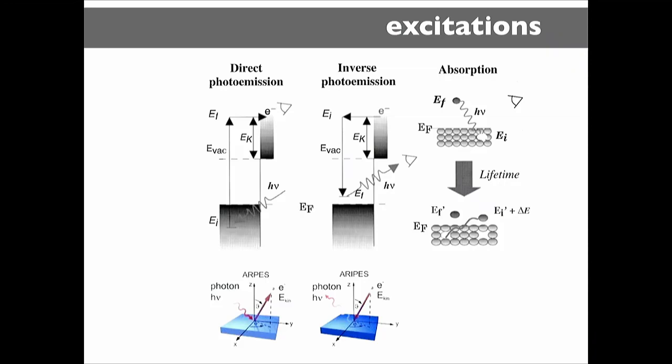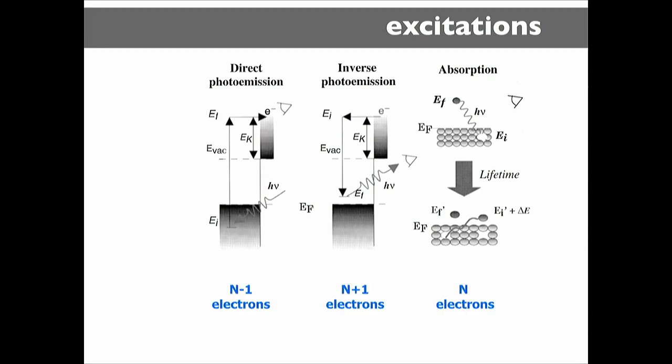EELS, electron energy loss spectroscopies. So these are, let's say, macro classes of spectroscopies, and the important point from a theoretical perspective is that some of these are charged spectroscopies, meaning that electrons are either added or withdrawn from the system. So in direct photoemission, we end up with a system having n-1 electrons. In inverse photoemission, we add 1 electron to the system.